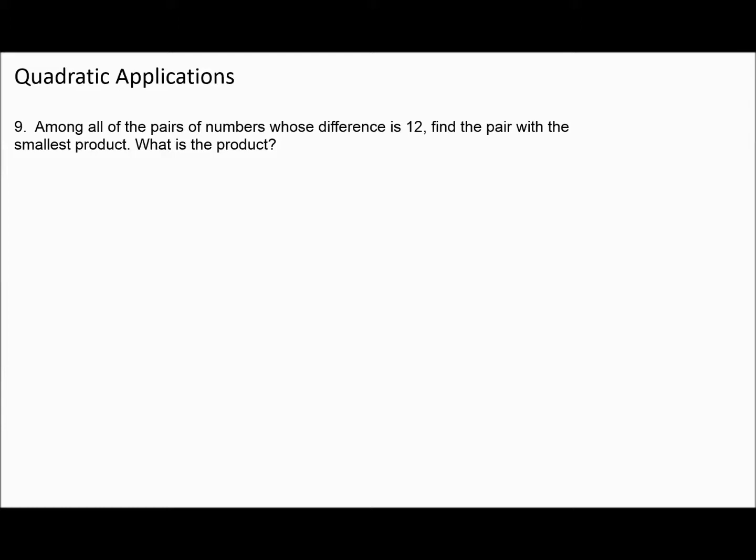Among all the pairs of numbers whose difference is 12, what does that mean? That means x minus y equals 12. That's my constraint equation. It says find the pair with the smallest product. So when we subtract these numbers, it gives me 12, but they want the pair with the smallest product. So that's a minimize problem.